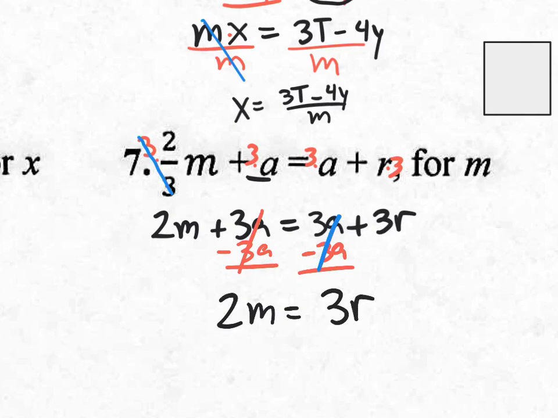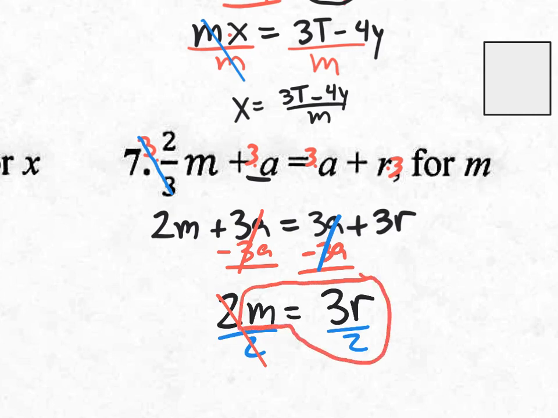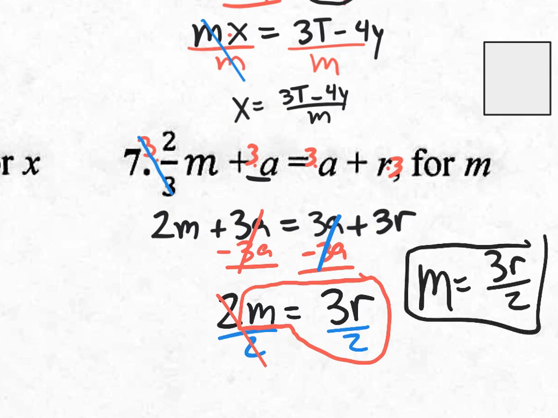So for my final step, what do I do? Divide by 2, and I'm done. Here's my answer. M equals 3r over 2. Technically, you could also write it like this. 3 halves r. But I believe in the back they leave it as 3r over 2. That's what I would do. I'm done. Keep working.